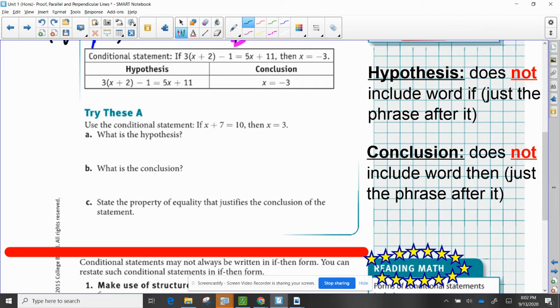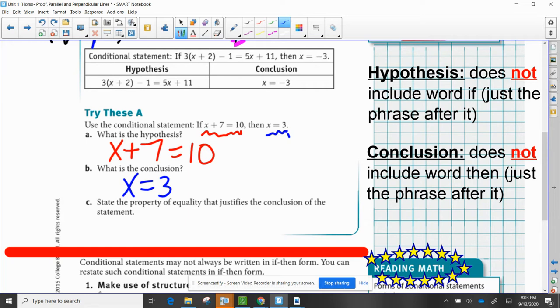So in this case, if we have if x plus 7 equals 10, the hypothesis is just the phrase or the clause that comes after the if word. So our hypothesis is x plus 7 equals 10. Okay. Similarly with the conclusion, you don't include the word then, it's just the phrase after that. So in this case, our conclusion would just be x equals 3. Okay. The if and the then, we would just consider those as like the trigger words to tell you, okay, this is the hypothesis part, and then this is the conclusion part.